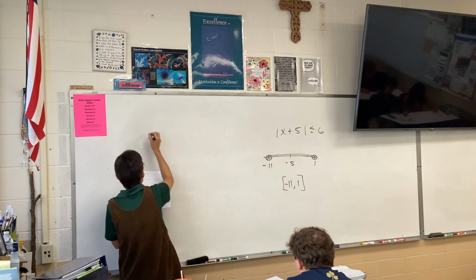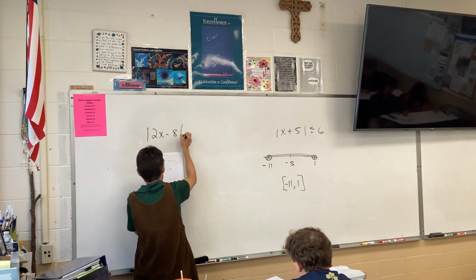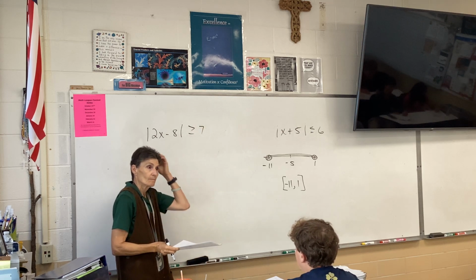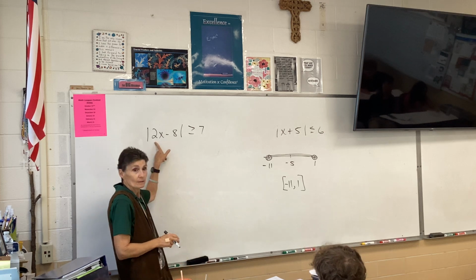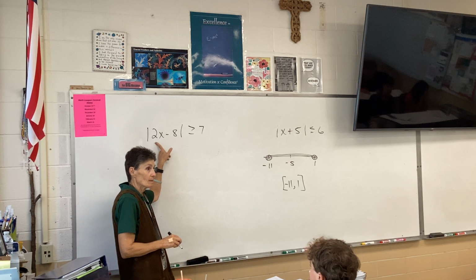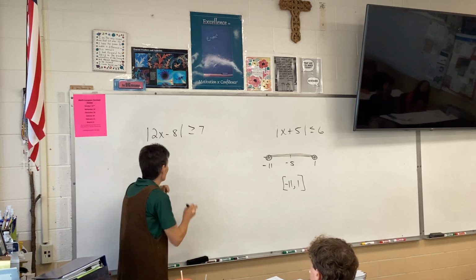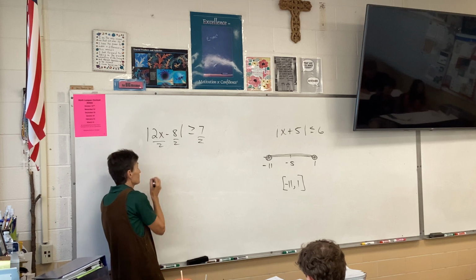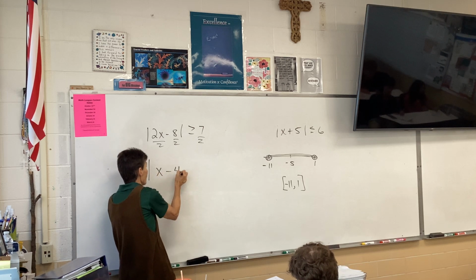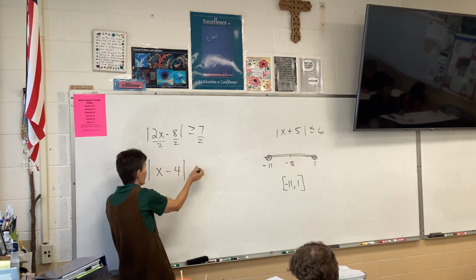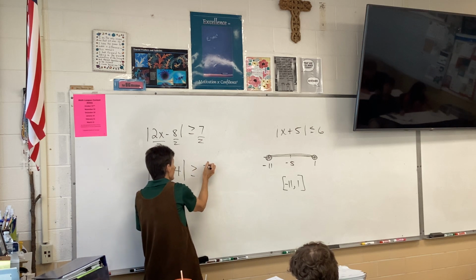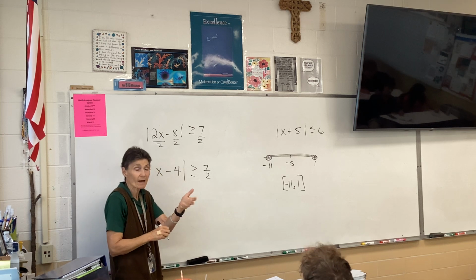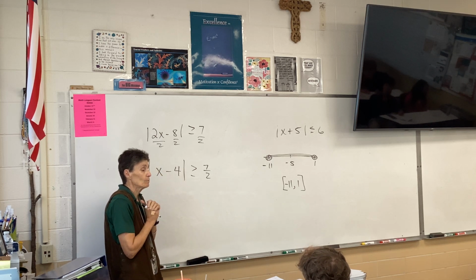All right, so let's look at the next one now. It's a little different. Does anybody notice anything different about this? There's a 2 right here. Just like with completing the square, no, can't be. Divide it out. Can't have a 2 there. So we're going to have x minus 4 greater than or equal to 7/2. You can do 3.5 if you want, whatever works for you.